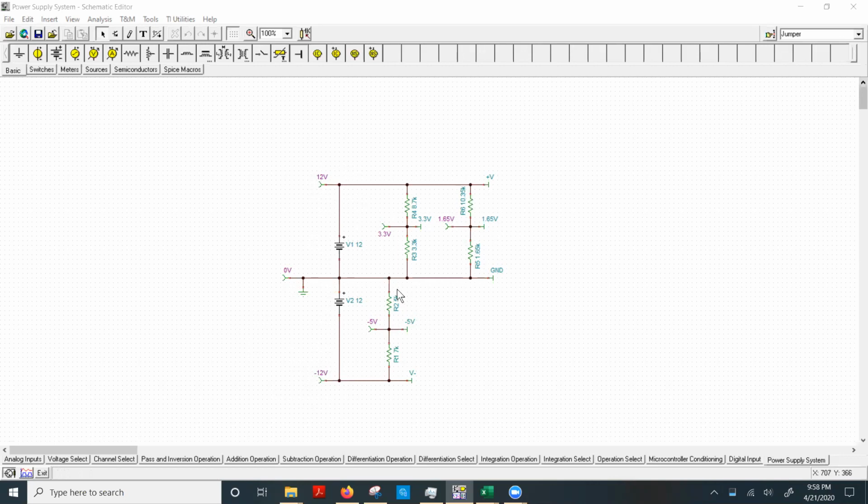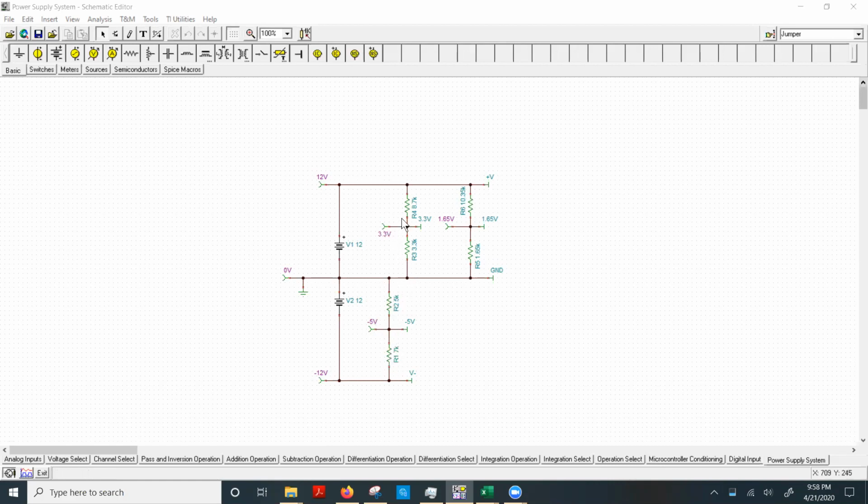So for the microcontroller conditioning, we needed a negative 5 volt reference. To create this negative 5 volt reference, I just create a voltage divider right here to output negative 5 volts right here based on this ratio, because there's 5K here and 7K here.